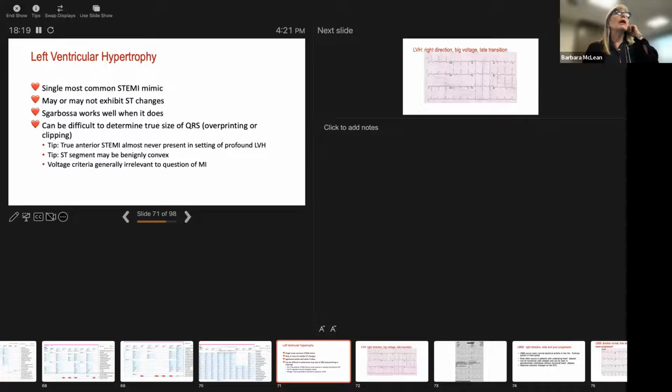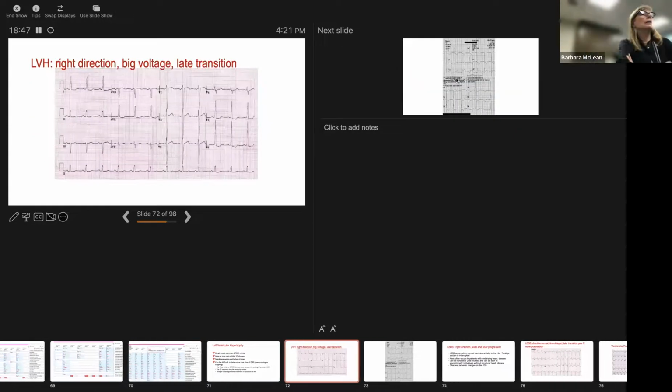Now, we're going to take a quick look at some EKGs that correlate back to this patient and others. We're going to remind ourselves that LVH is the single most common STEMI mimic, and that it may or may not present with ST segment changes. And there are some particular criteria. It's called the Sokolow criteria that can give us a lot of information about that patient. It might be very hard for us to evaluate with LVH whether or not a patient is really having a STEMI on EKG.